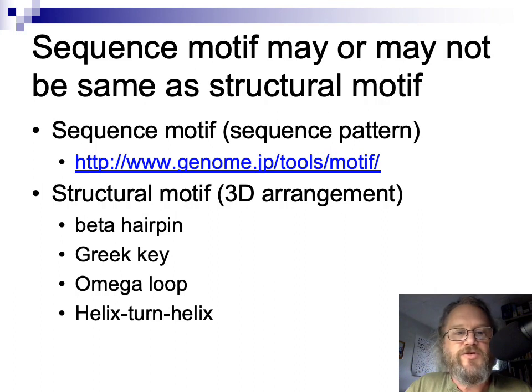Motifs can either be structural, meaning that they provide instruction for how the protein is going to fold, or it can be a sequence, a pattern. So this is a website that allows you to sort of search through sequence motifs. And some of the motifs, the structural motifs, have characteristic information, if you will. The proteins will end up having a hairpin, a beta hairpin, or what's called a Greek key, or an omega loop, or a helix turn helix. So it provides instructions for a 3D arrangement of the proteins. When we talk about the proteome, we'll go back to talking about structural motifs and domains in more detail.